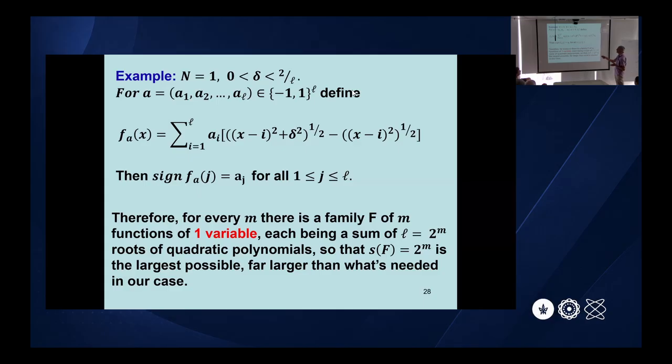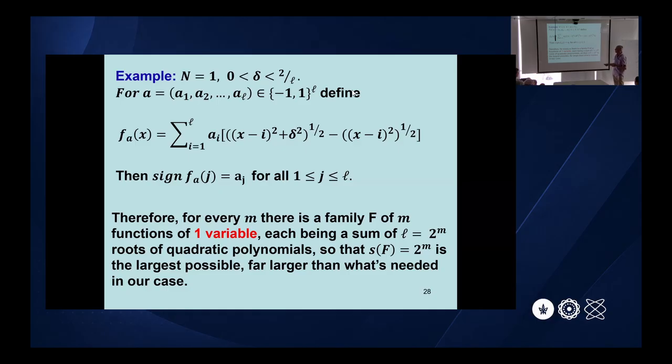So that means that if you have an expression like this, then the sign of this function at the point j is really determined by aj. It doesn't care about all the others. You have to play with it, but it's simple. This means that you cannot get any bound. Even if we have one variable, we can write down such m functions, and each of them will still be just a linear combination of square roots of quadratic polynomials, and we would get all the 2 to the n possible sign patterns. So there would be no bound whatsoever.